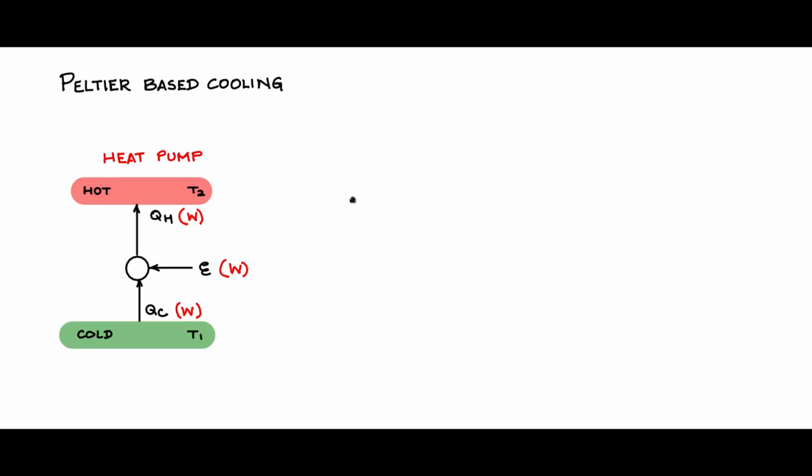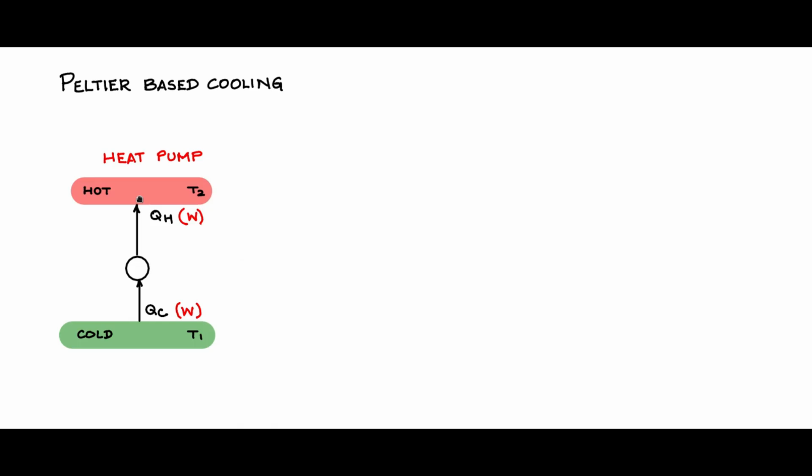Peltier based cooling. How do we do it? Let us have a look at this visualization. We have seen this before. This is the cold junction, this is the hot junction. In between you have a heat pump, which is the Peltier element, which is taking in the electrical energy and extracting QC amount of heat from the cold junction and passing it on to the hot junction.